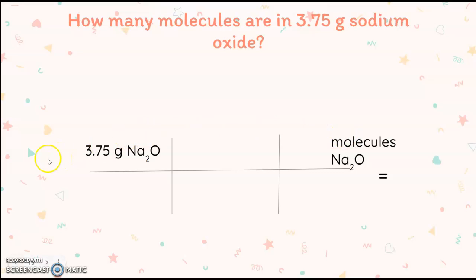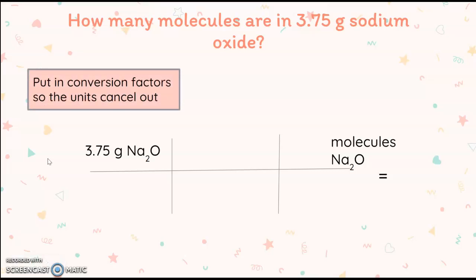But I've set my problem up so that the upper left-hand side has what we are given, and the upper right-hand side has what we are looking for, which is molecules. Sodium oxide, before I get into this next part and our conversion factors, you do need to figure out the formula for this. This is ionic.